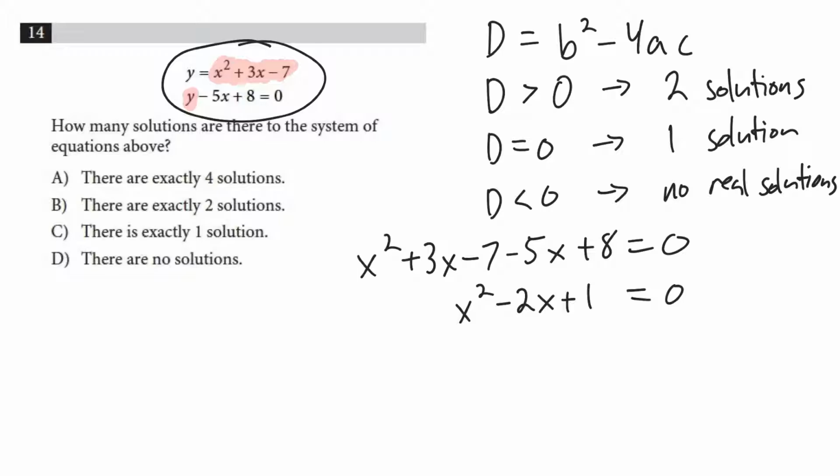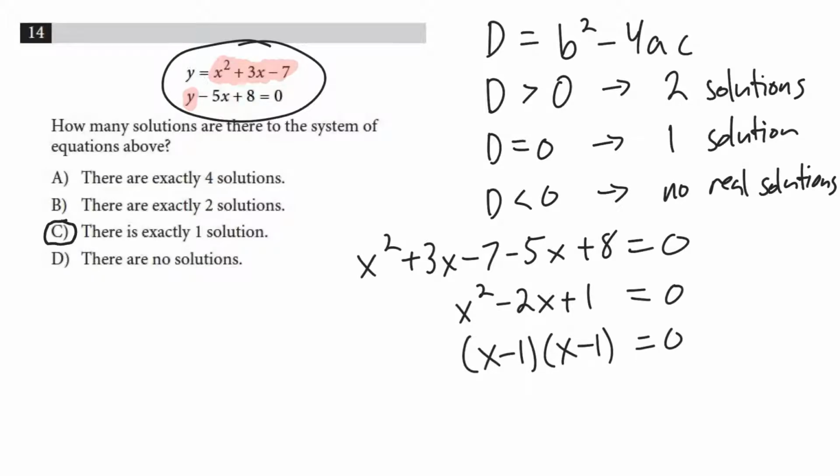Now, let's see. Well, I can see right away, I don't even need to use the discriminant. I know I can factor this as x minus 1 squared equals 0. And if that's the case, then there's really only going to be 1 solution. So C would be our answer.